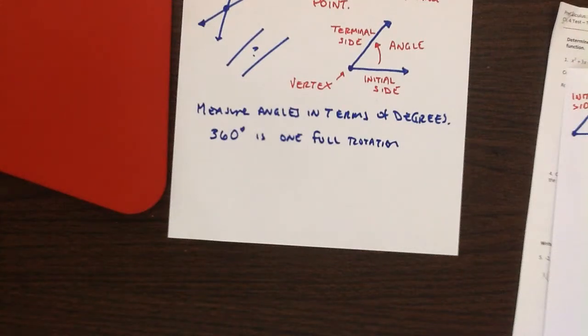So, here I've got initial side written on one side. Terminal side is written on the other side. So our angle is that amount of rotation from our initial side to our terminal side. Let's just eyeball some things. If our angle starts here, and we rotate all the way over here, what do we have? 360 degrees. It's that amount of rotation. So we have one full rotation, 360 degrees.